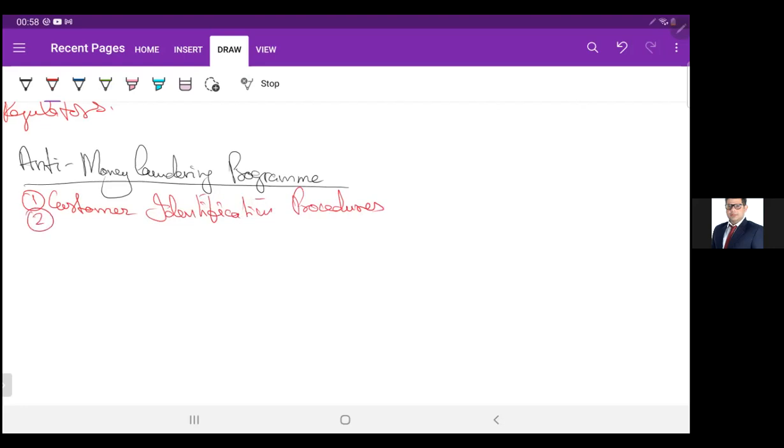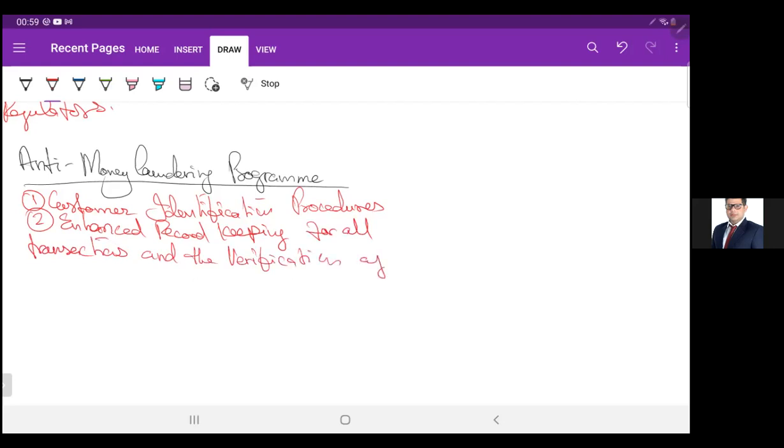Then, number two, enhanced record keeping for all transactions and the verification of client identities. Number three, appointment of a money laundering reporting officer.